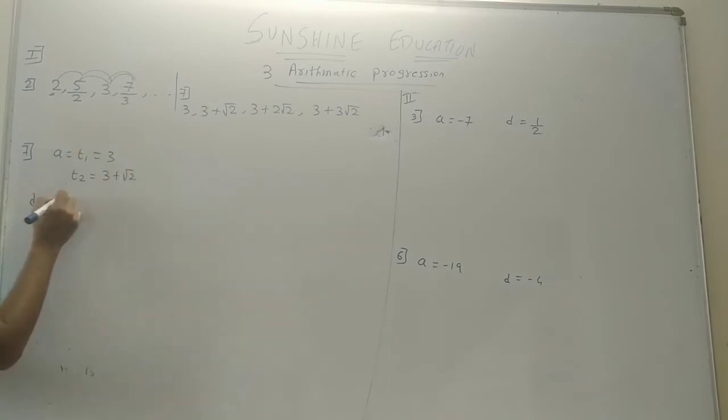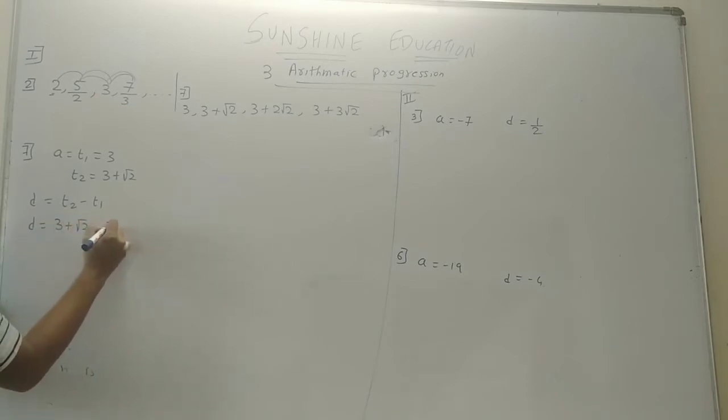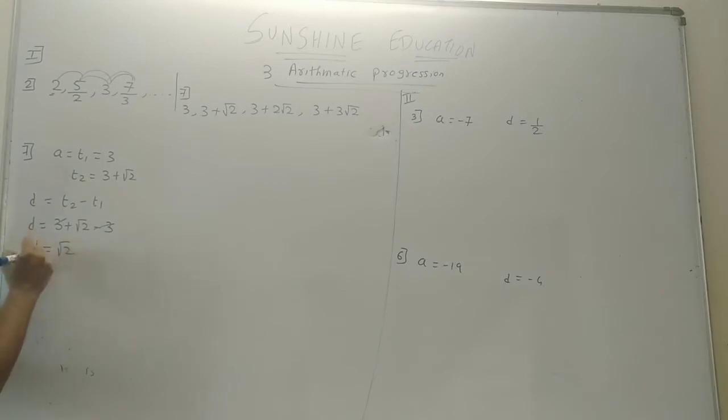So you will find out the difference, that is T2 minus T1. Difference. What is T2? 3 plus root 2 minus T1 is 3, minus 3 plus 3 cancel, D is equal to root 2. Okay, we have D as root 2.